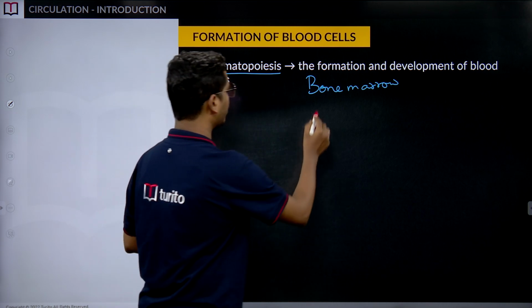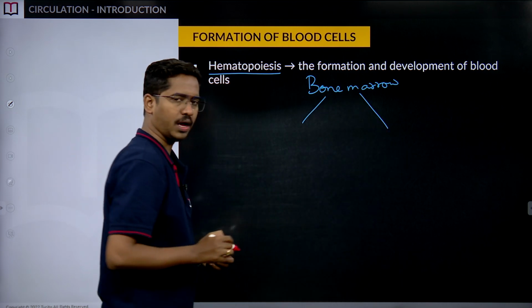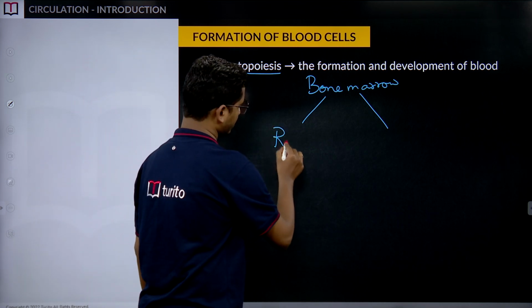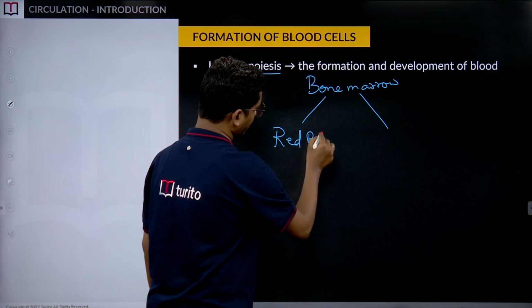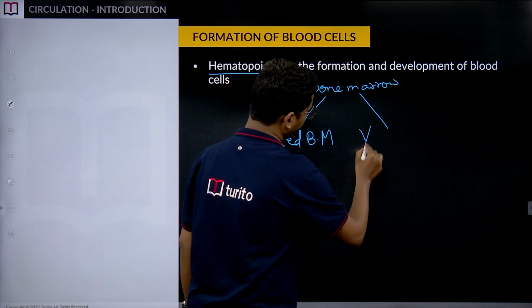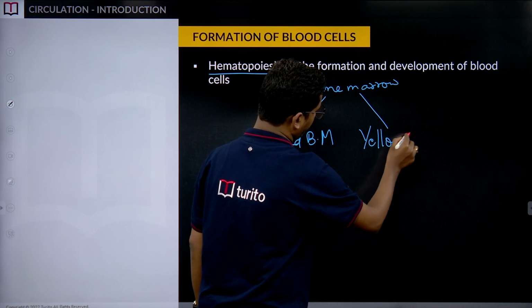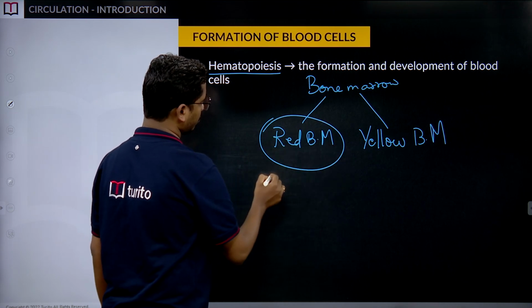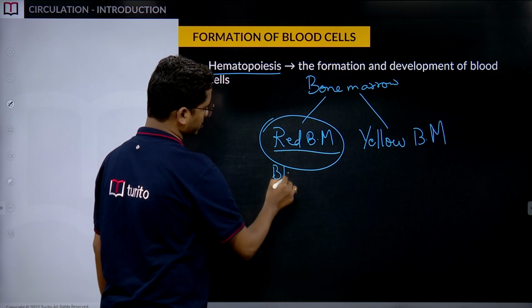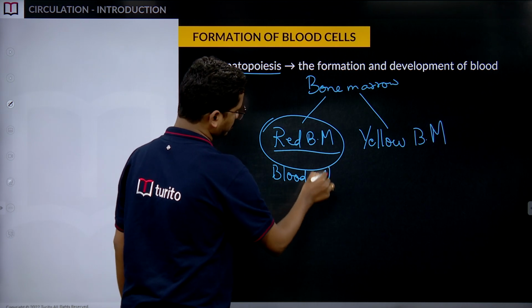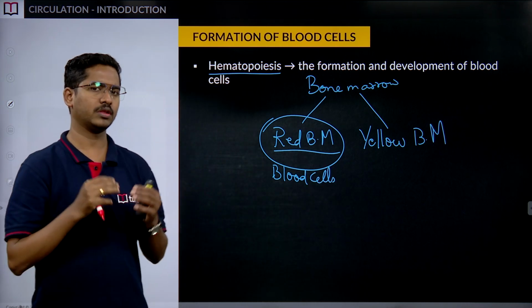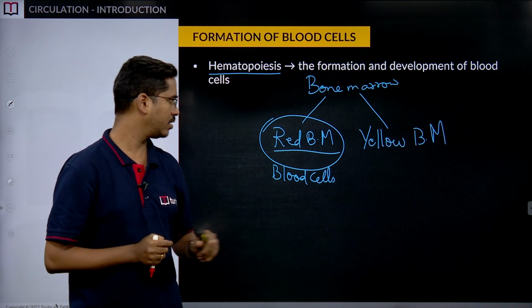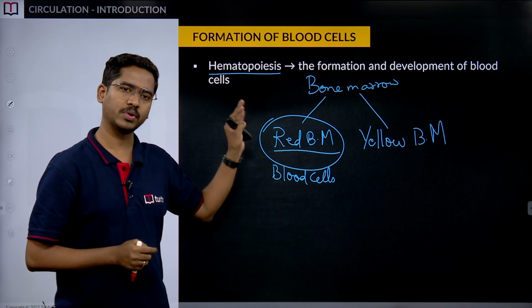Okay. Let us see. So, we have two types of bone marrow. One is red bone marrow, the other is yellow bone marrow. Okay. Now, this red bone marrow accounts for formation of the blood cells. Here you will find all the blood cells are formed. Okay. There are a few exceptions, we will discuss that later. So, it is in the red bone marrow you will see the formation of the blood cells.